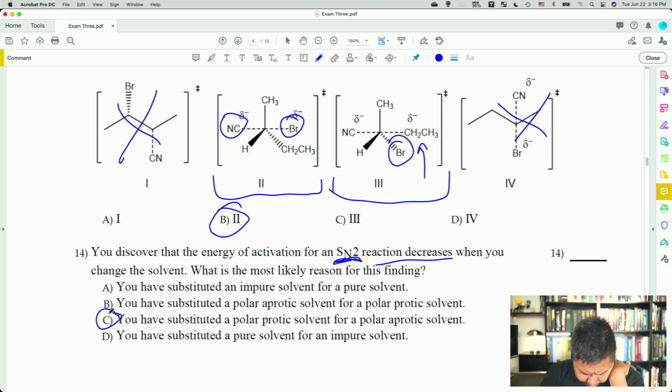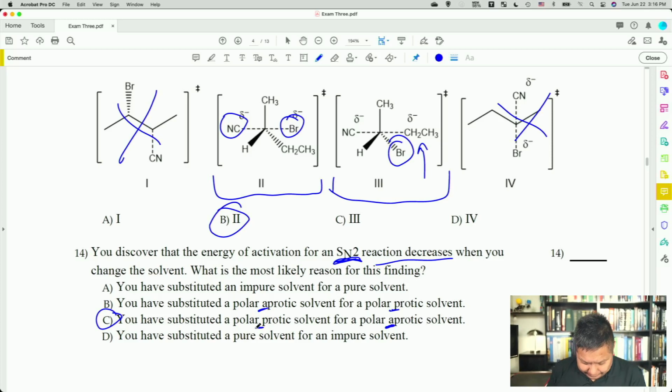You discovered that in the energy of an activation. Oh yeah, that's right. Let's see. I always get confused again, right? Because this A right here and this A right here are so close, they look like they're almost exactly the same thing on B and C.